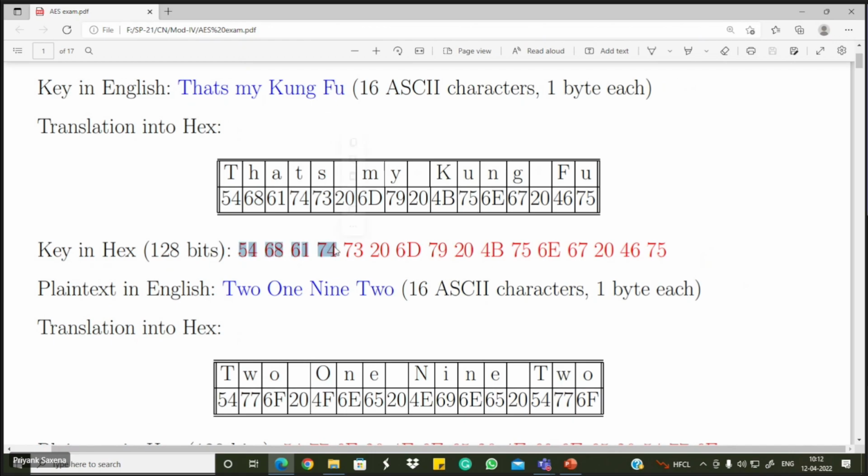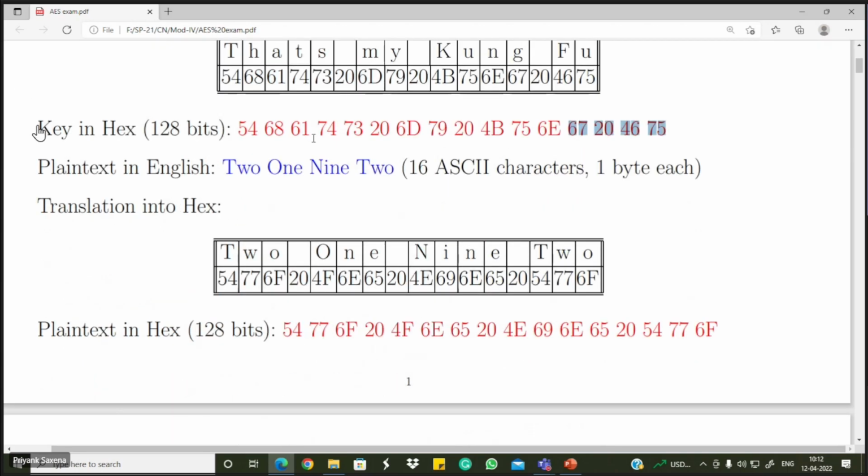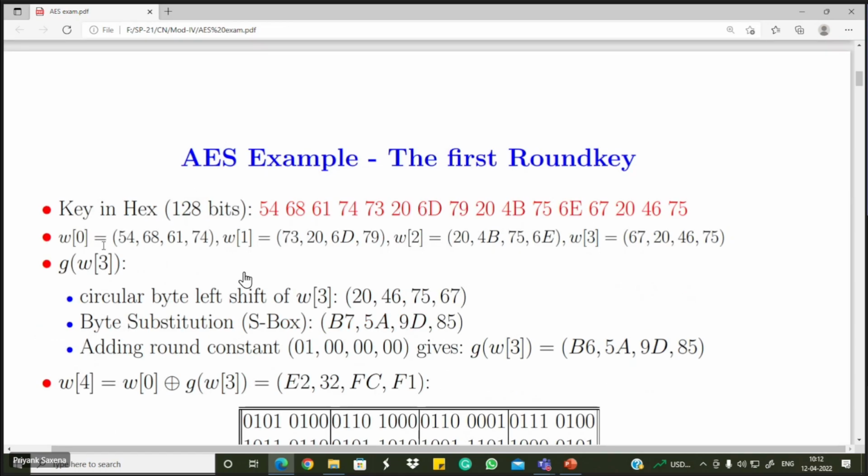This is W0, W1, then W2, and W3. Okay, so 4 32-bit words. So the 128-bit key is written in 4 32-bit words. So W0 is 54, 68, 71, 61, 74. Then there's W2. So this is the key. I have just written it in W0, W1, W2, W3, right? And this is the round key for round 0. Okay, that is just round 0.